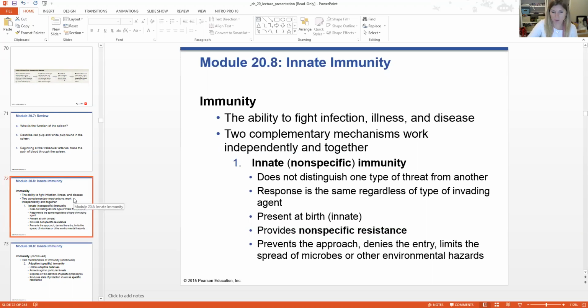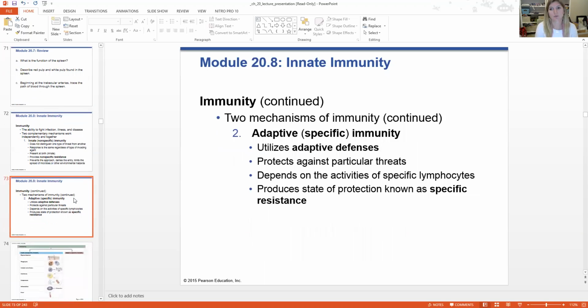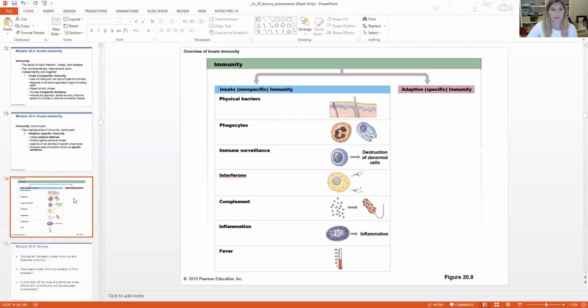Your adaptive immunity is what's going to utilize our adaptive defenses. So this is going to protect against particular threats, so a particular antigen, a particular virus, a particular bacteria, right? It depends on the activities of very specific lymphocytes, and it produces a state known as specific resistance. So our immunity can be broken down into innate defenses and adaptive defenses, or specific immunity and non-specific immunity.